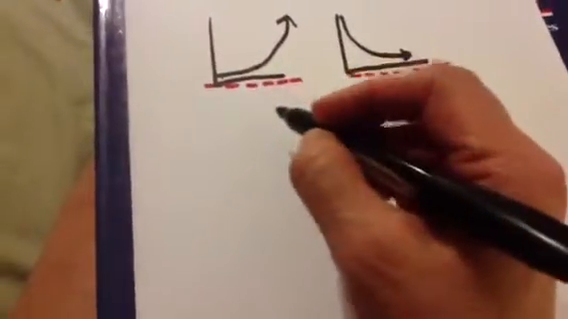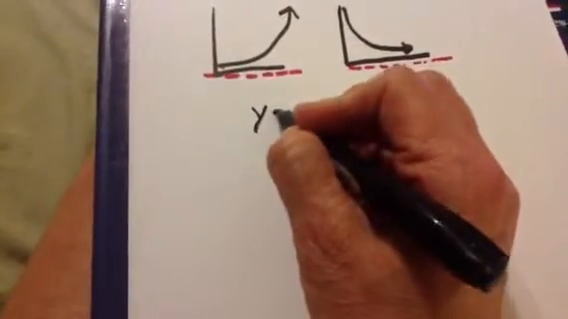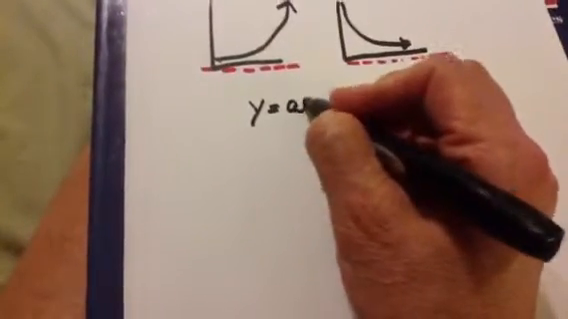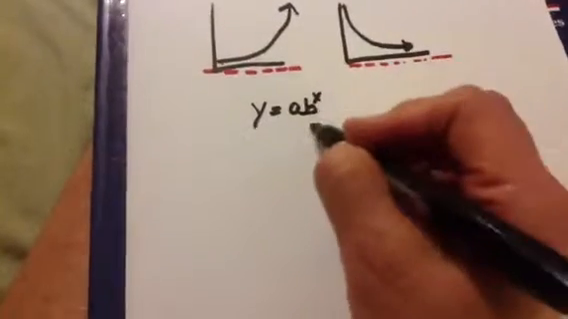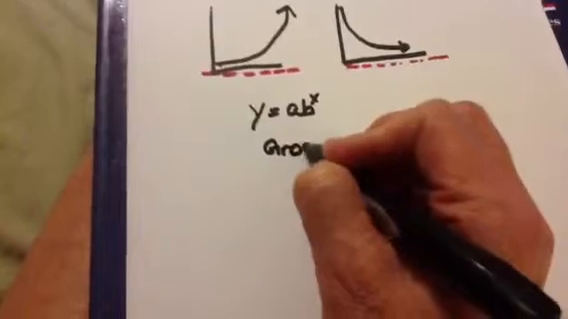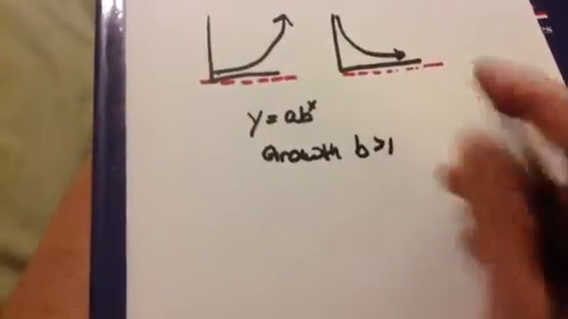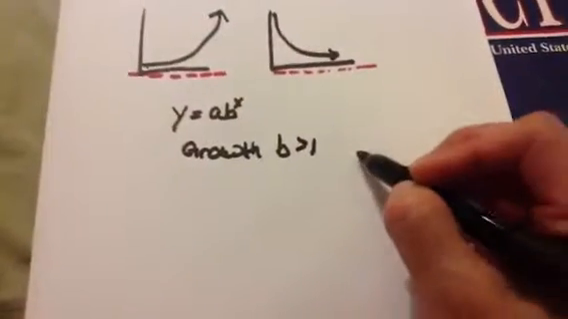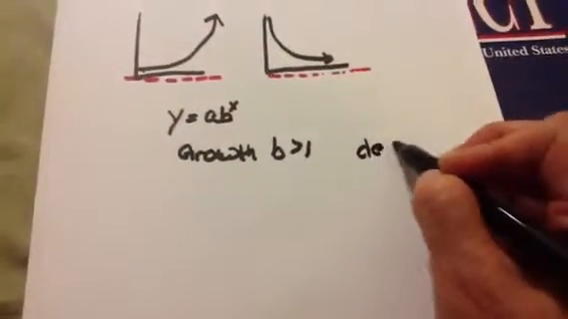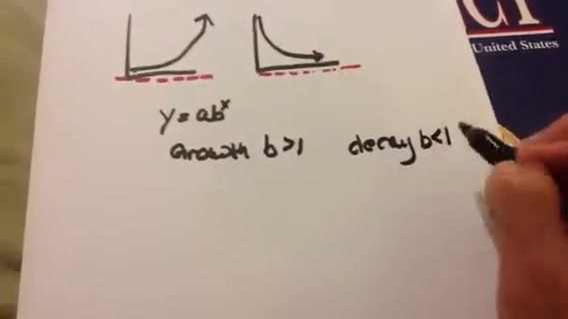Okay, now then, something else I want you to remember is that if you have a growth curve, you have an equation where the b in the situation is greater than 1. Growth: b is greater than 1. If it's decay, getting smaller, then b is less than 1.